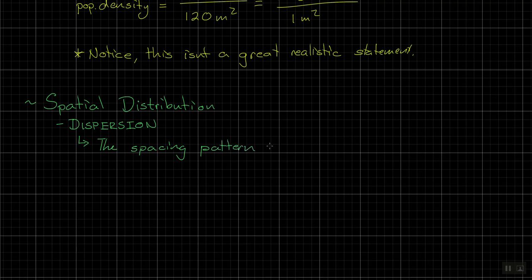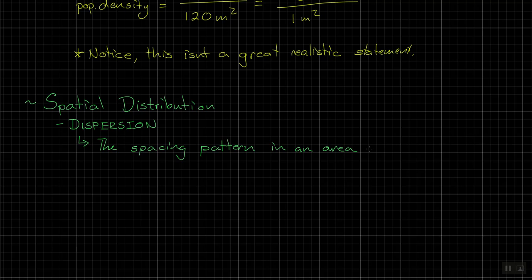Now, depending on the population, the spacing pattern in an area will vary pretty wildly depending on the type of population that we have. The way that fish live is exactly the same as the way that bears live, right? No, it's not. Don't just agree with me.